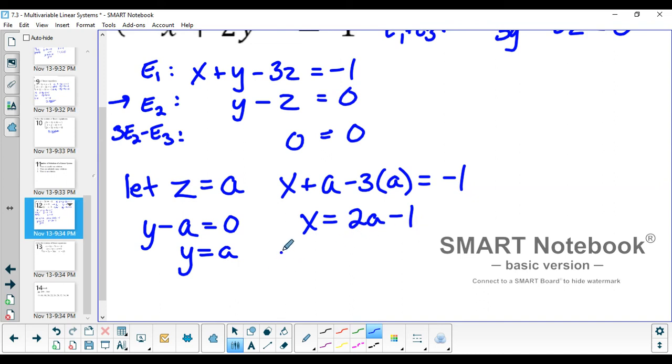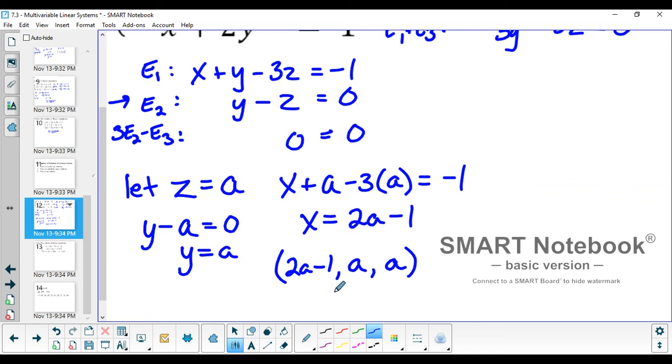So my general form of my solution set here is actually going to be 2a minus 1, comma a, comma a. Really what this means is that you can pick any number you want for a. Let's let a be 1. Well, 2 times 1 is 2, minus 1 is 1, and then of course 1, 1. So 1, 1, 1 would be a solution. You could let a equal 2. If you did that, you would get 4 minus 1, which is 3. So 3 comma 2 comma 2. That would be a solution. There are going to be infinite solutions.